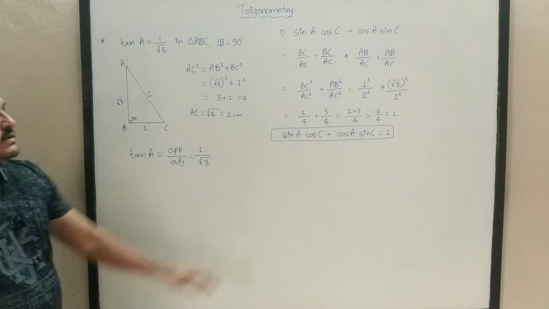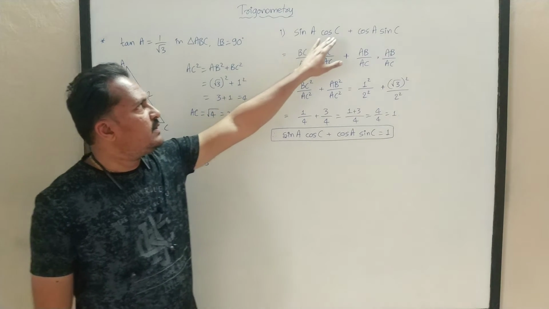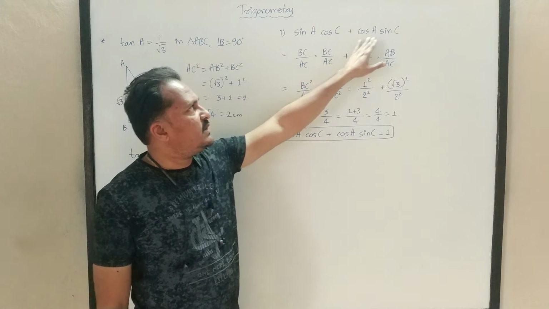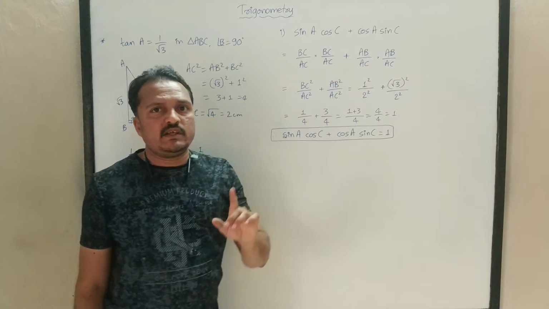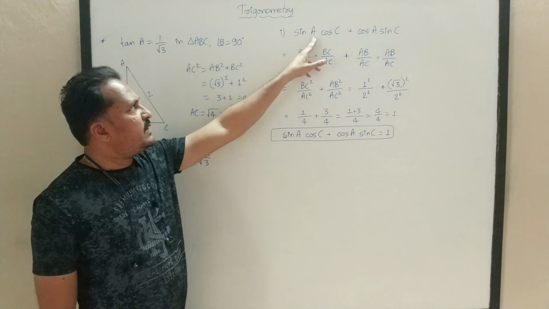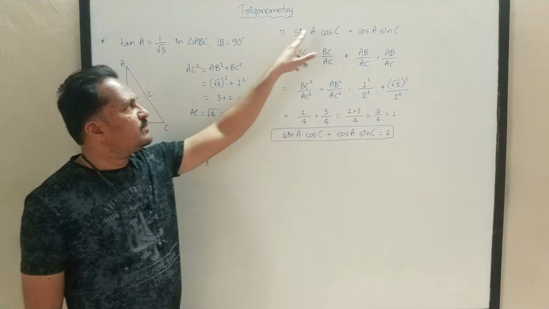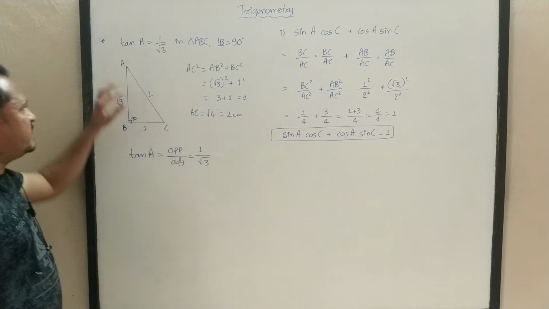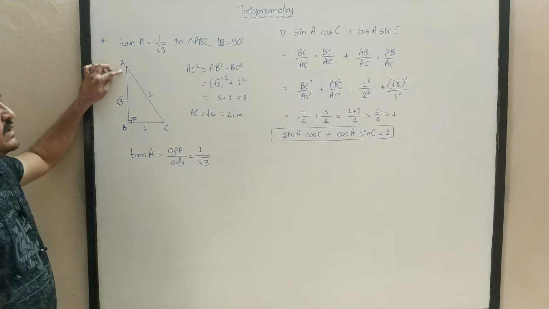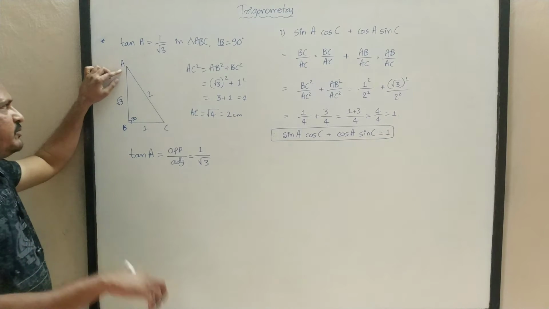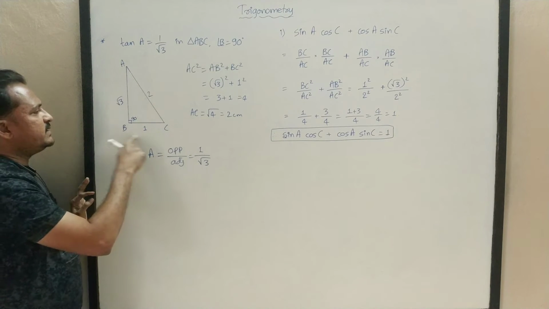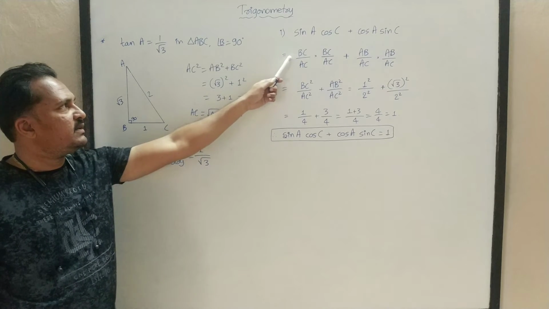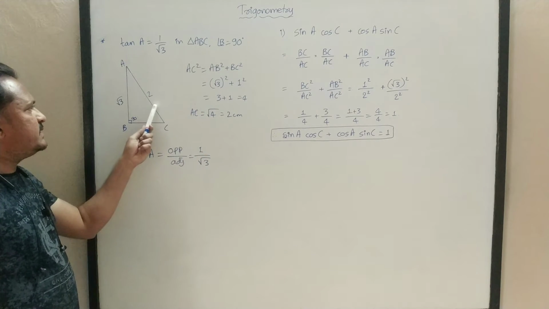Then what they have asked us: find the value of sin A into cos C and cos A into sin C. Very carefully observe here. This angle is A and this angle is C here. Then sine of A, that means we have to select angle A here. Sine means opposite by hypotenuse. So for this angle the opposite is BC. We have written BC here, and the hypotenuse is AC here.